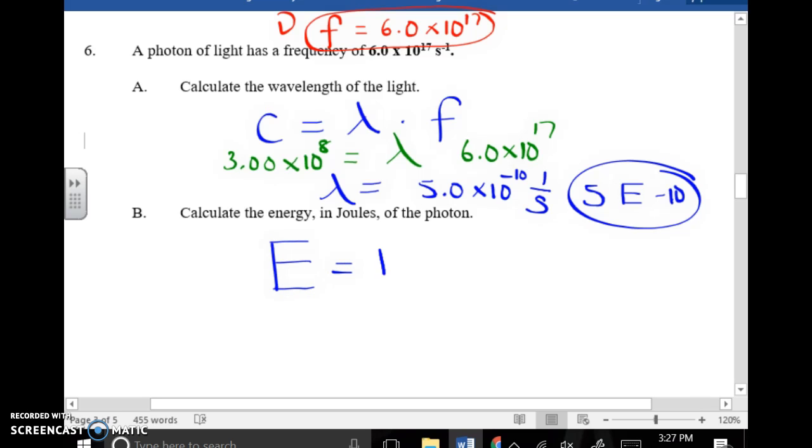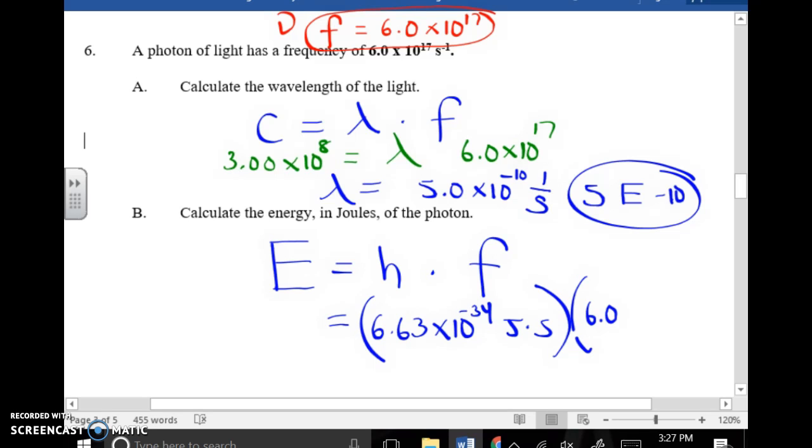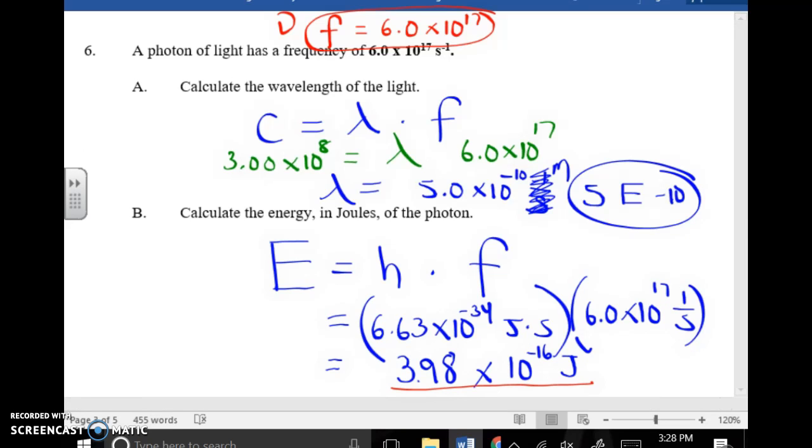Energy equals something called Planck's constant times frequency. Planck's constant is given to you as 6.63 times 10 to the negative 34 joule seconds. The frequency remains, as I said, 6.0 times 10 to the 17th cycles per second. Oh, by the way, I'm sorry, wavelength is meters. Sorry about that. That should have been meters. When I do the math here, I get 3.98 times 10 to the negative 16 joules of energy. Very small amount. It's only one photon of light.